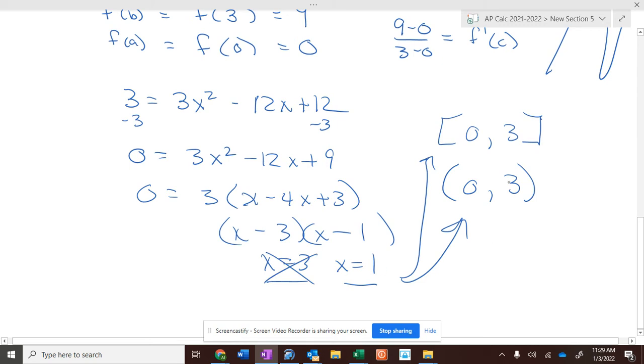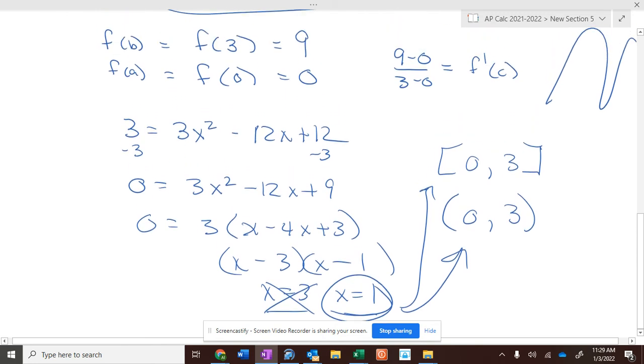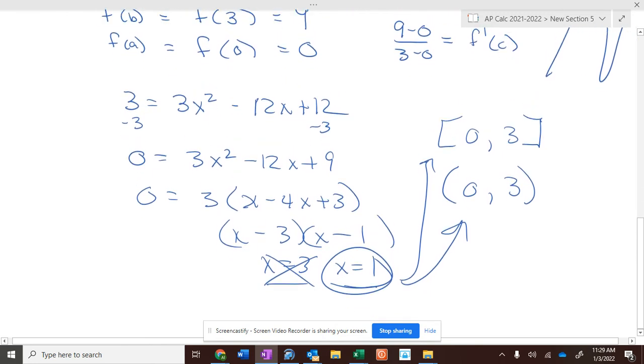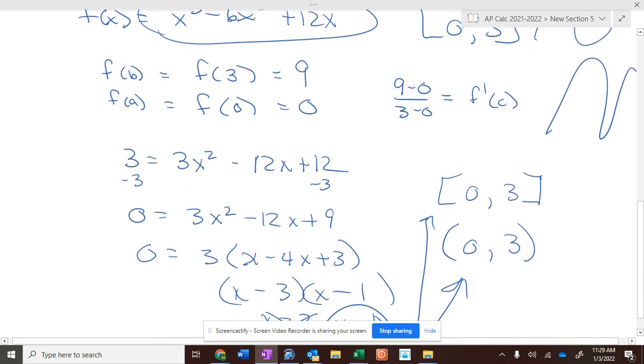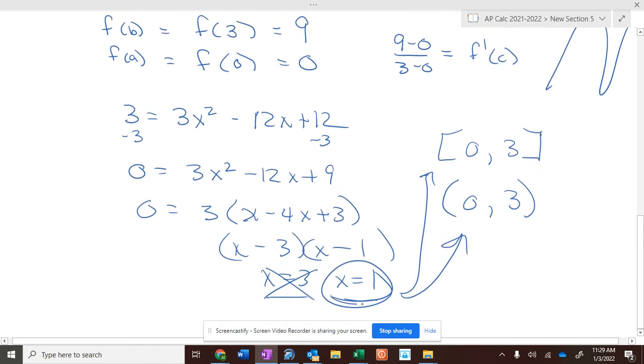3 doesn't fit into the second one. Because what do the parentheses mean? It can't equal that. So greater than 0, less than 3. So 3 doesn't work. So 1 is a place where the mean value theorem works. Okay? So what's the slope? Well, the slope is what? 3. So the slope is 3, so the first derivative at 1 is also 3.